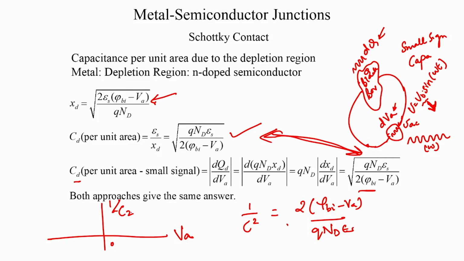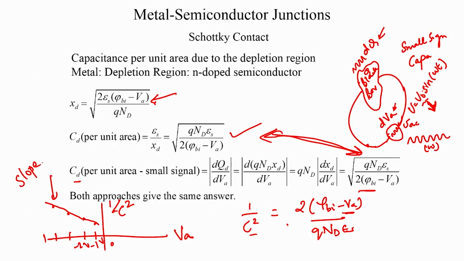So, if you were to perform a measurement where you plot 1 by C square versus VA, you take an experimental setup, put your device through the setup, and measure the capacitance for different negative biases. You set VA as -1 volt, apply a small signal, measure the capacitance and mark a point. Set VA as -2 volts, perform a measurement, mark another point, and do this for several negative biases, and you should end up with a straight line, because 1 by C square is linearly related to VA.